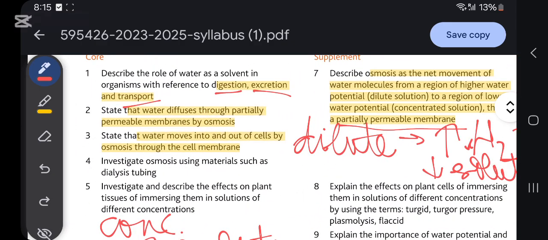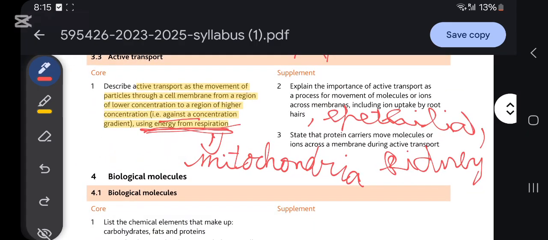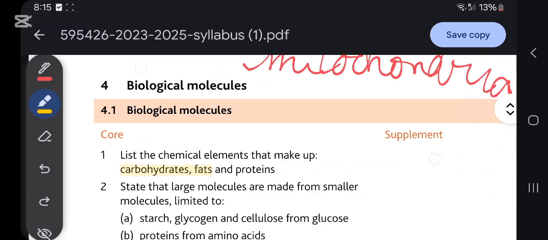Remember the uses of water also: it is in digestion, excretion, and transport. Now we are done with all this. I forgot to talk about carrier proteins. Carrier proteins basically move the molecules across the membrane during active transport. They are present in the cell membrane and they change shape using energy from respiration, of course, and move the molecules into and out of the cell.